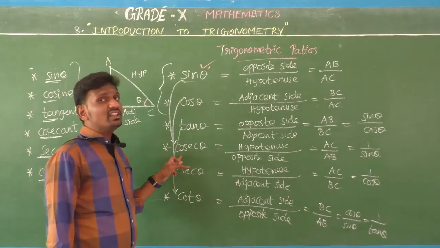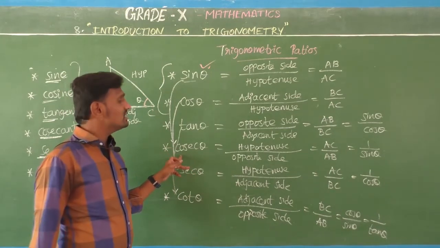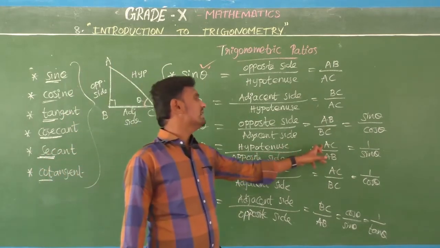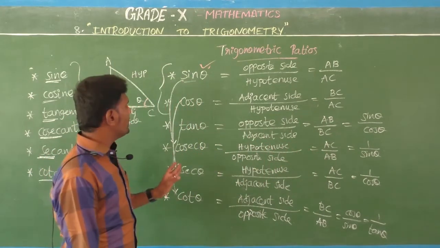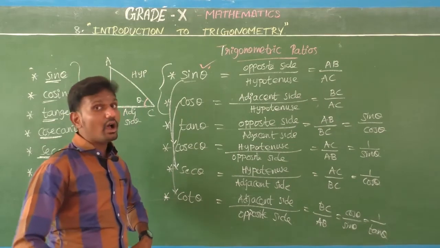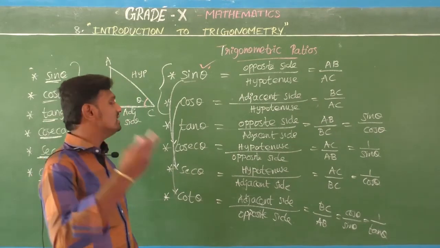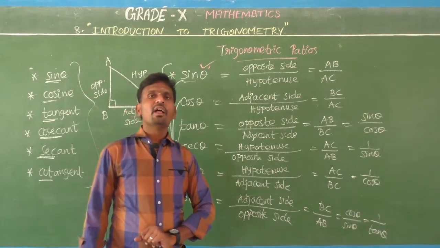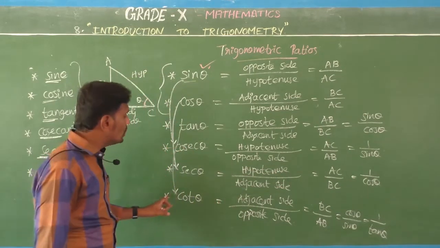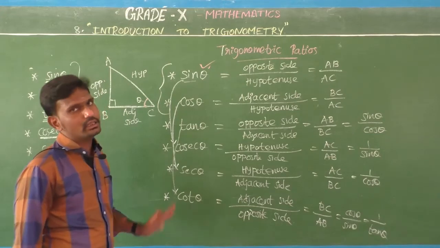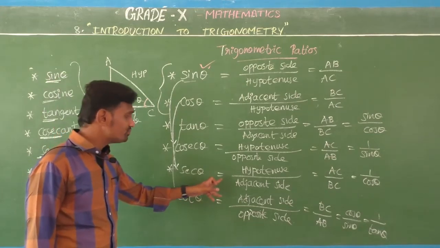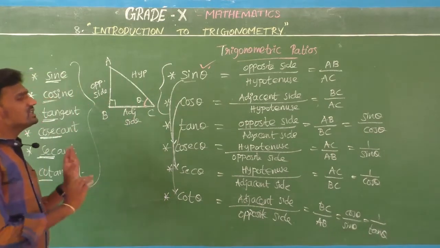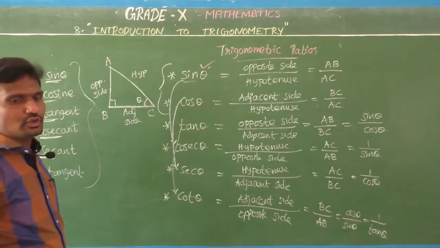Then cosecant theta is the reciprocal of sin theta, so that is hypotenuse by opposite side, AC by AB. Now coming to secant theta, which is the reciprocal of cos theta, so hypotenuse divided by adjacent side. Then finally the last ratio, cot theta, is equal to adjacent side divided by opposite side. So that's all, students. These are the basic 6 trigonometric ratios.